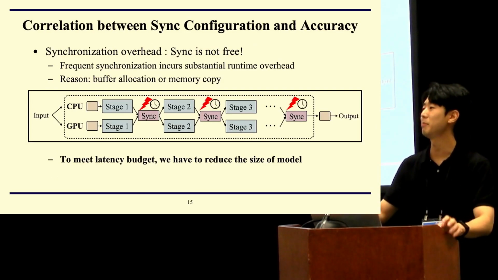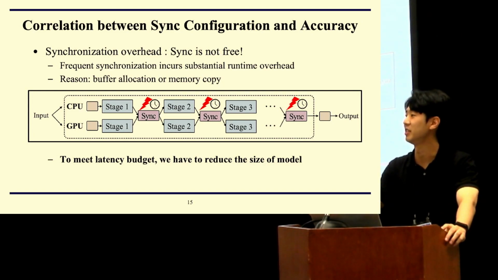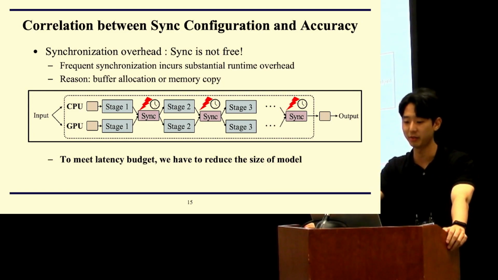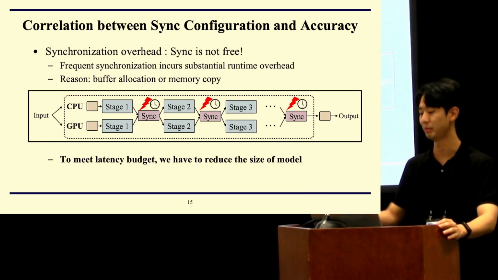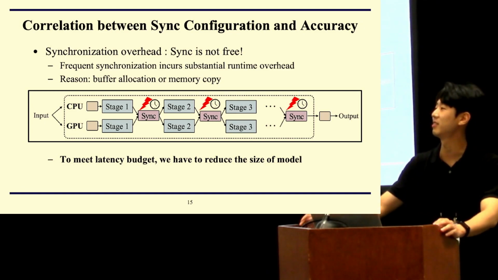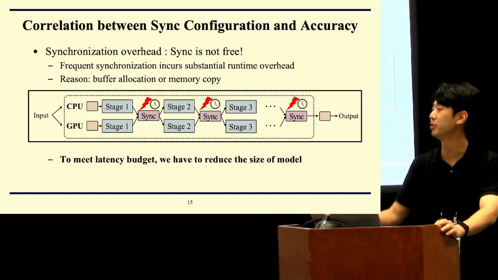But we have to keep in mind that synchronization is not free. Frequent synchronization will incur substantial runtime overhead, such as buffer allocation or memory copy. So to meet the latency budget, we have to reduce the size of the model.